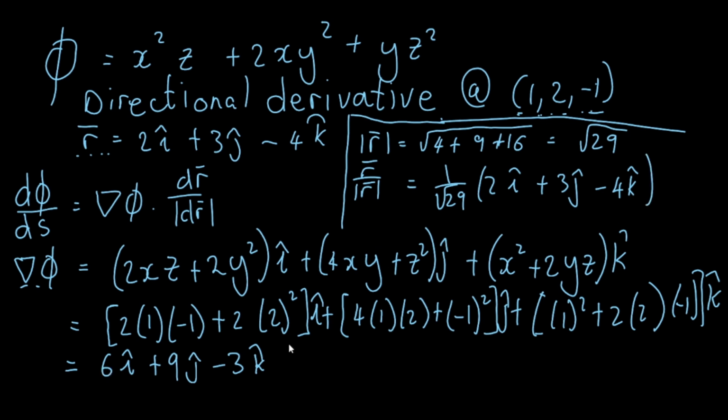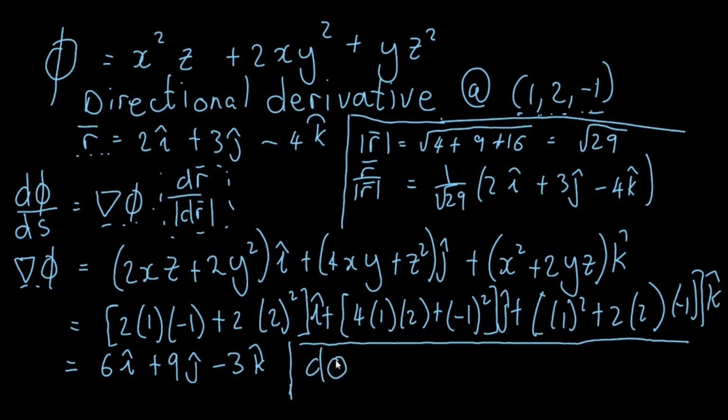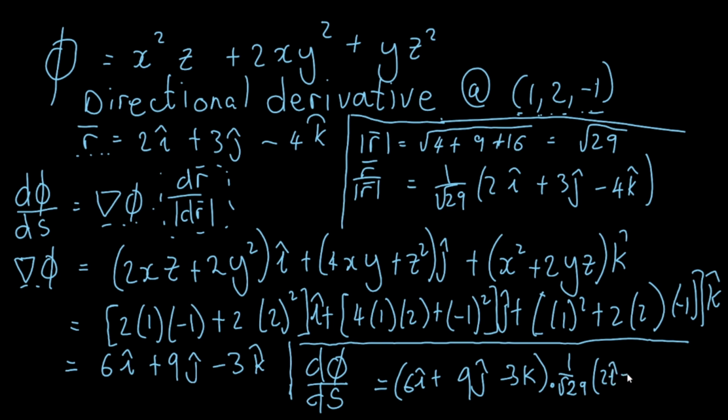So finally, as the last step, we multiply them as per the equation that we've developed. We take the gradient vector and multiply it by dr over r. So the directional derivative d phi ds is simply equal to 6i plus 9j minus 3k. Then we're taking the dot product with 1 over square root of 29 into 2i plus 3j minus 4k.